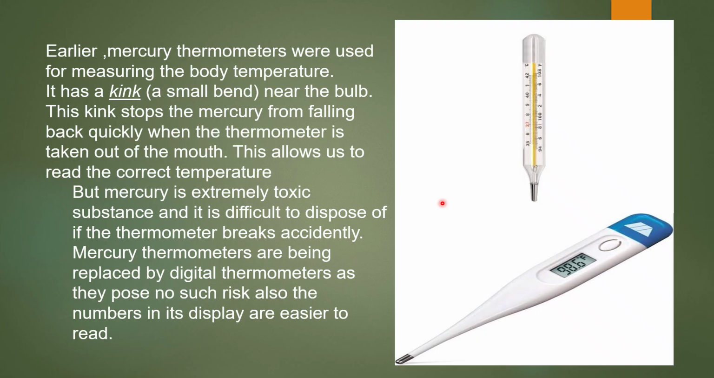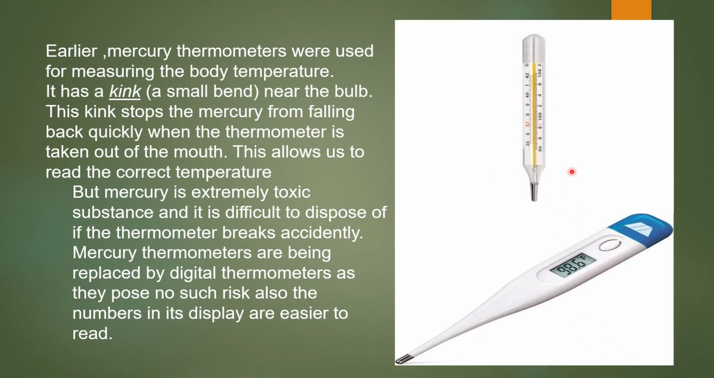And the reasons are like this. This was the mercury thermometer. It has a kink here near the bulb. Now, what was the purpose of this kink? This kink stops the mercury from falling back quickly when the thermometer is taken out of the mouth.